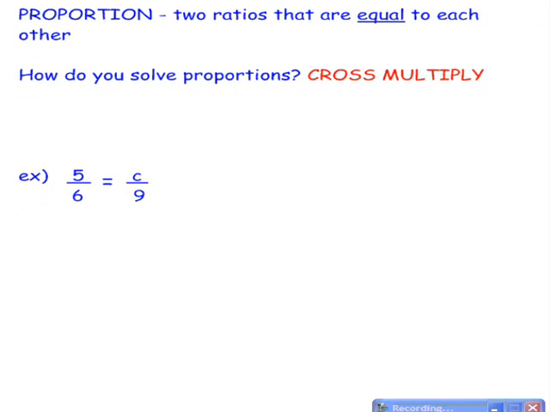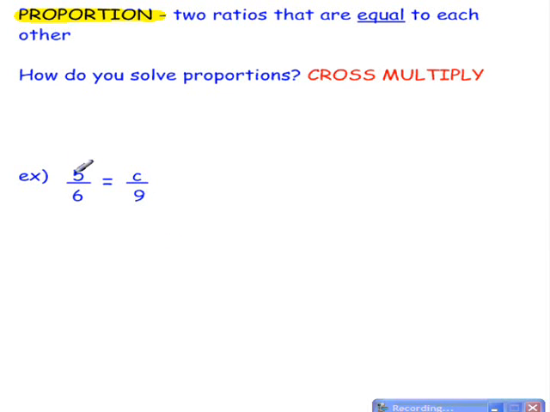A proportion. What is a proportion? A proportion is two ratios that are equal to each other. So how do you solve proportions? Well, we're going to solve proportions by cross multiplying. So let's take our first proportion here. These are going to be equal to each other. So we want to find what is the unknown that makes them equal to each other.